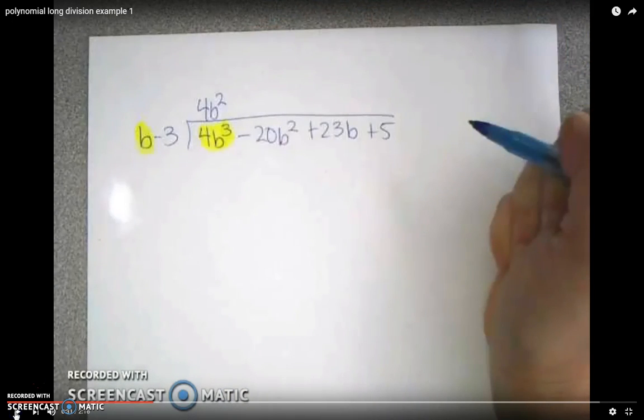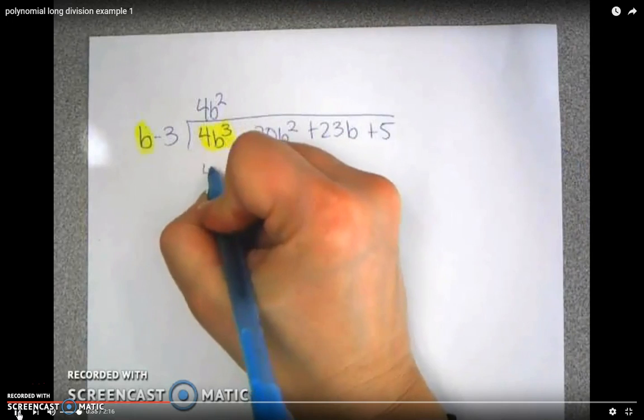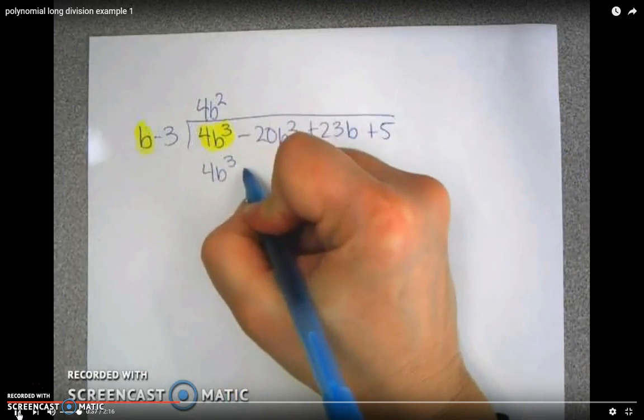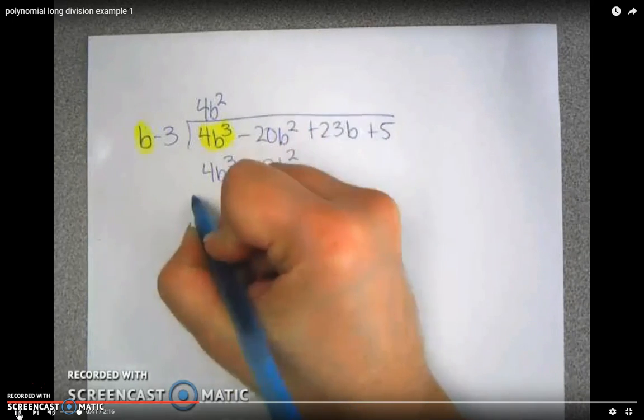Now 4b squared is going to be multiplied with the entire binomial. It's going to be distributed over b and negative 3. And I'm going to write its product in the line below here, just like in normal long division. So 4b squared times b, of course, is 4b cubed. And 4b squared times negative 3 is going to be negative 12b squared.